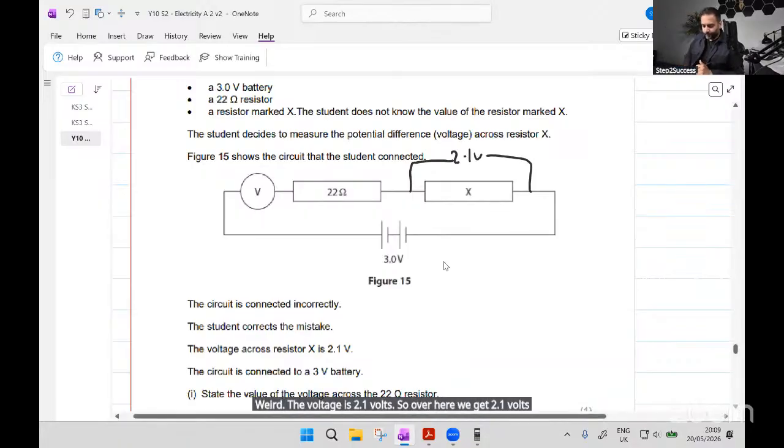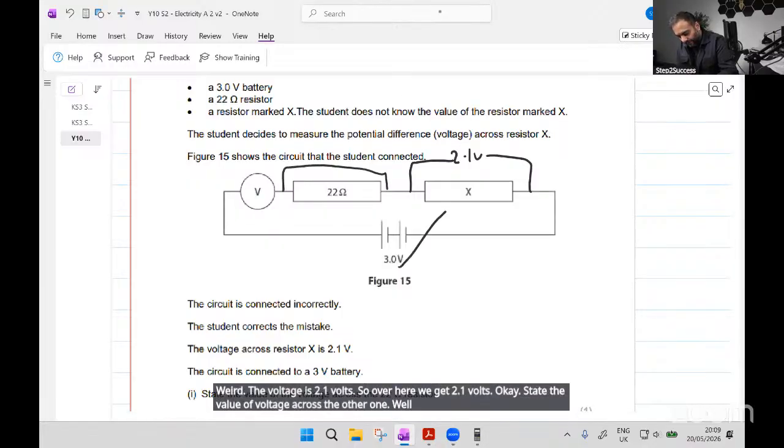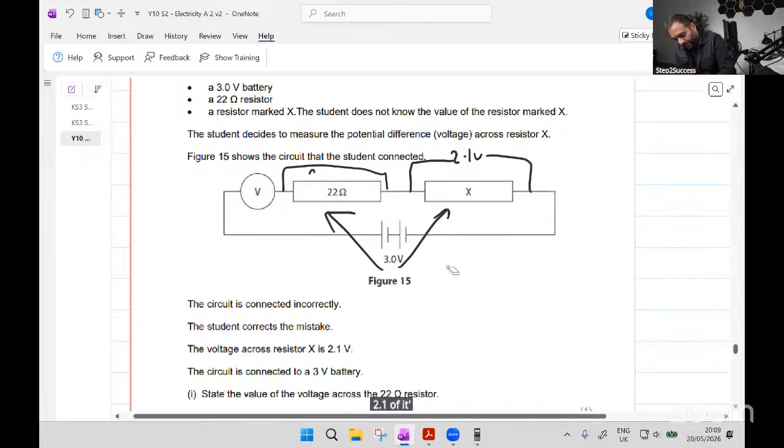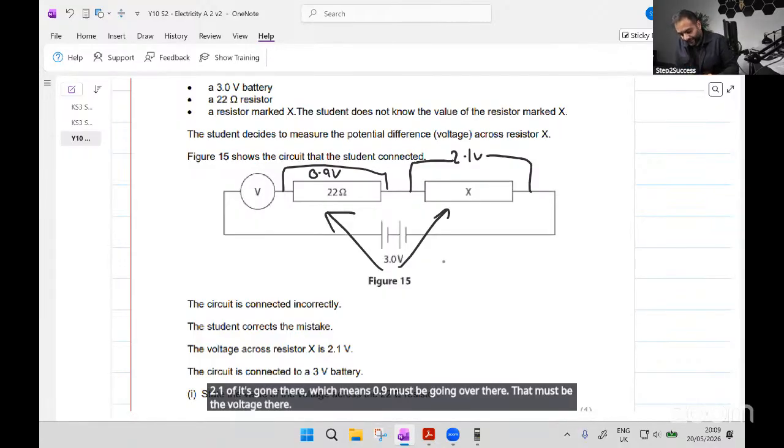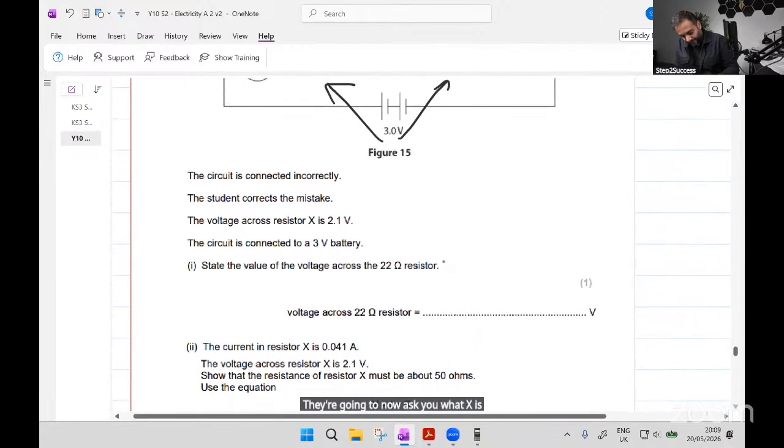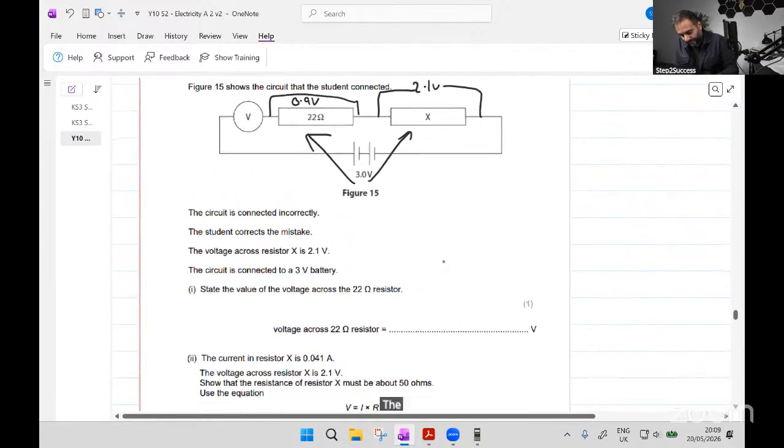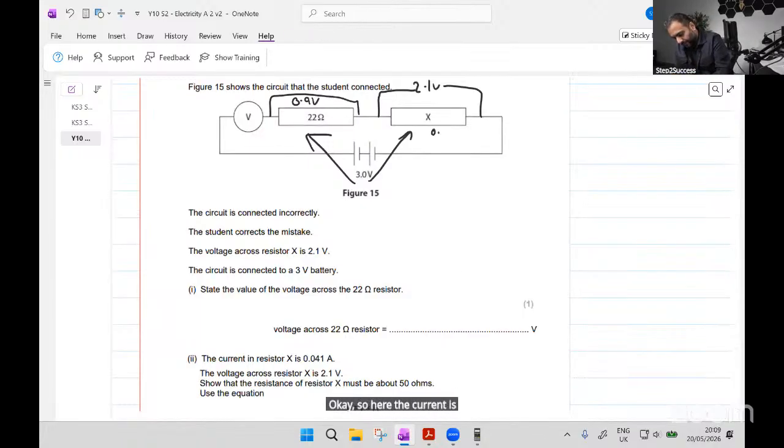Okay. State the value of voltage across the other one. Well, in a series circuit, your voltage gets shared between the two components. So 3 volts, 2.1 of it's gone there, which means 0.9 must be going over there. That must be the voltage there. They're going to now ask you what X is, I suspect. The current in resistor X is 0.041. So here the current is 0.041 amps.